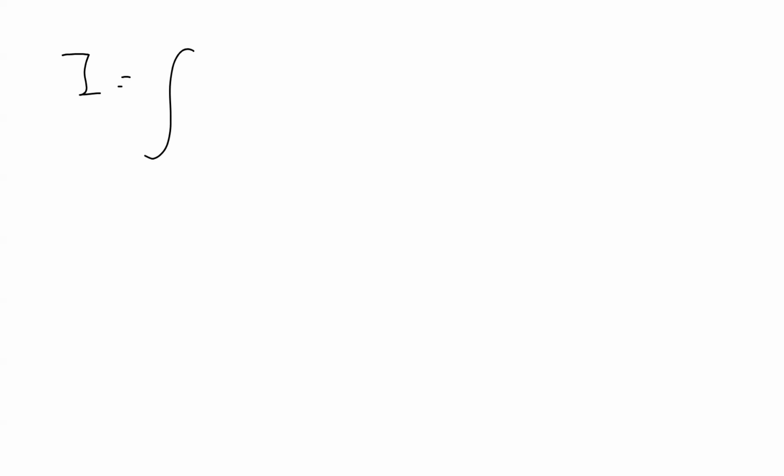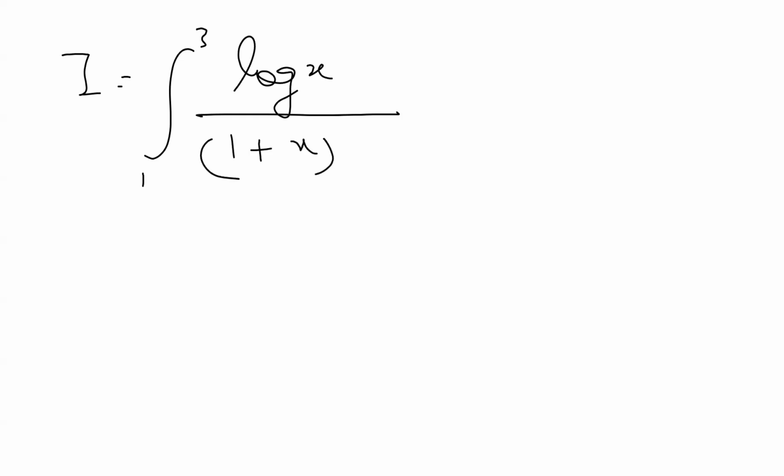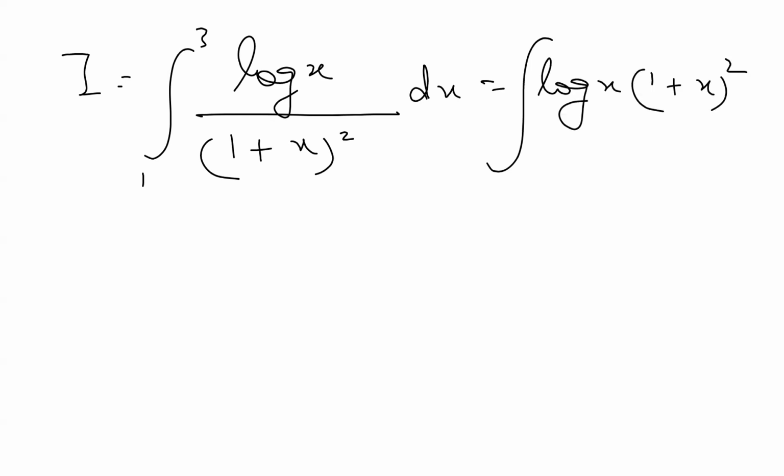Integration 1 to 3 log x by (1 plus x) square dx. This is u and this is v. Logarithmic comes first before algebraic.